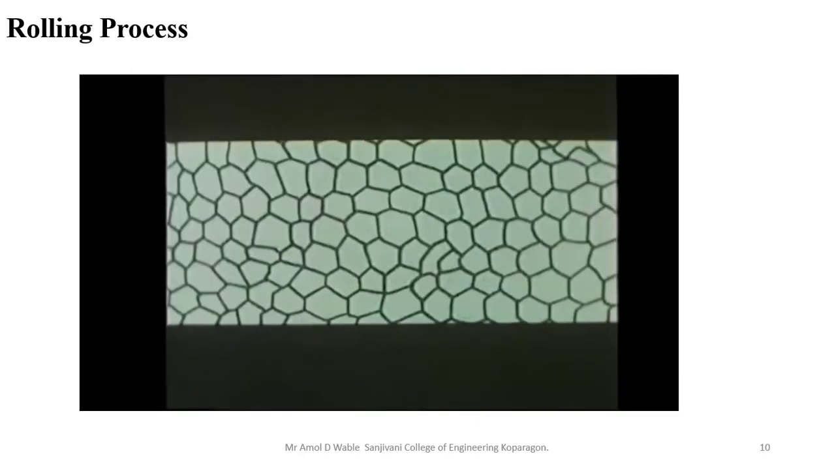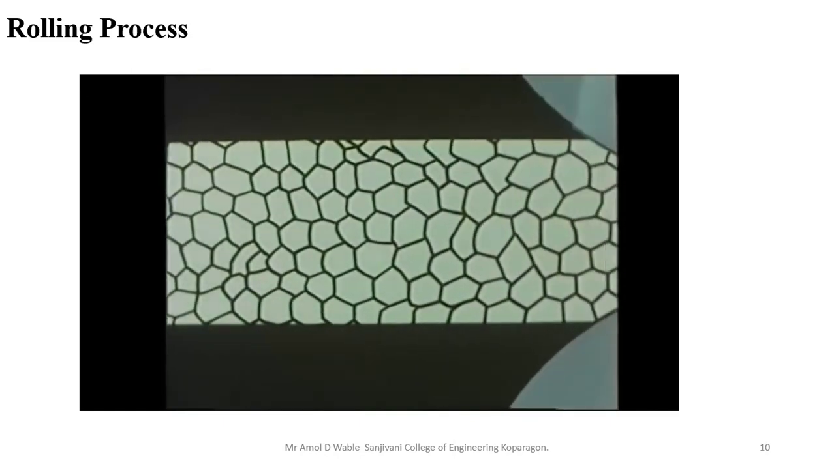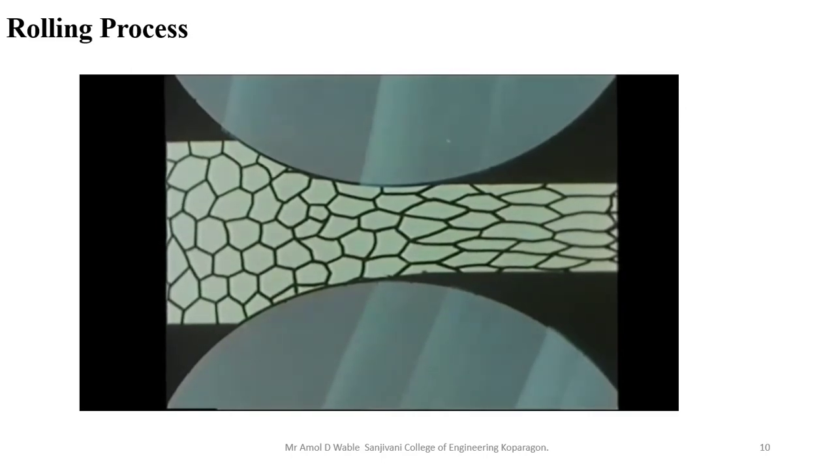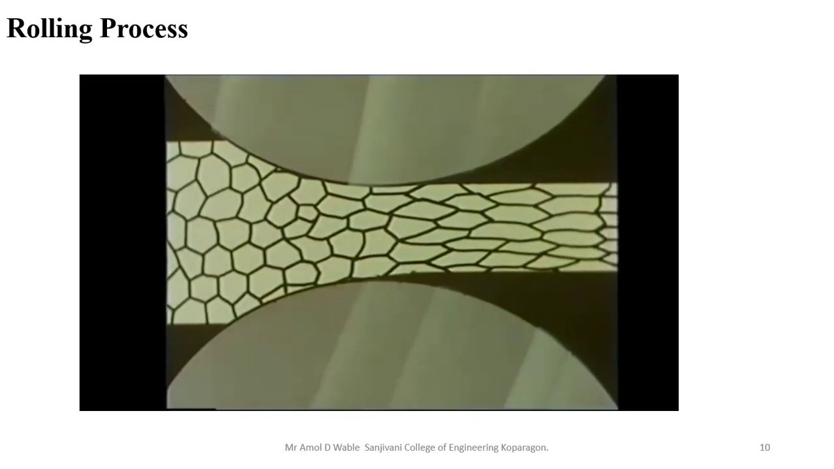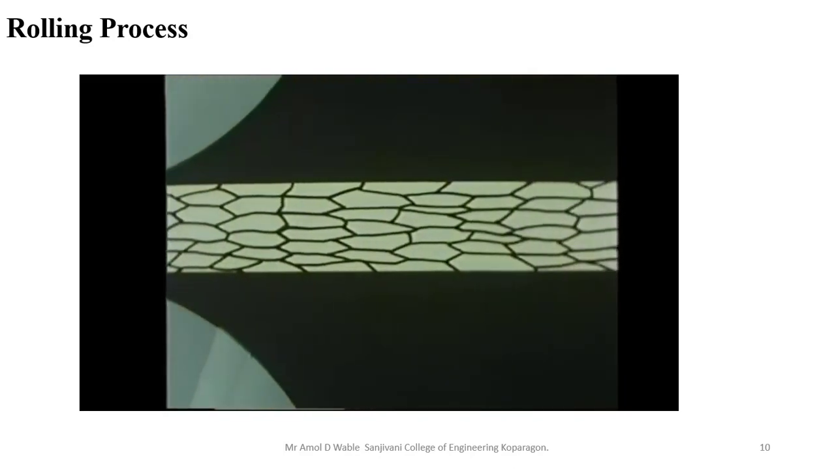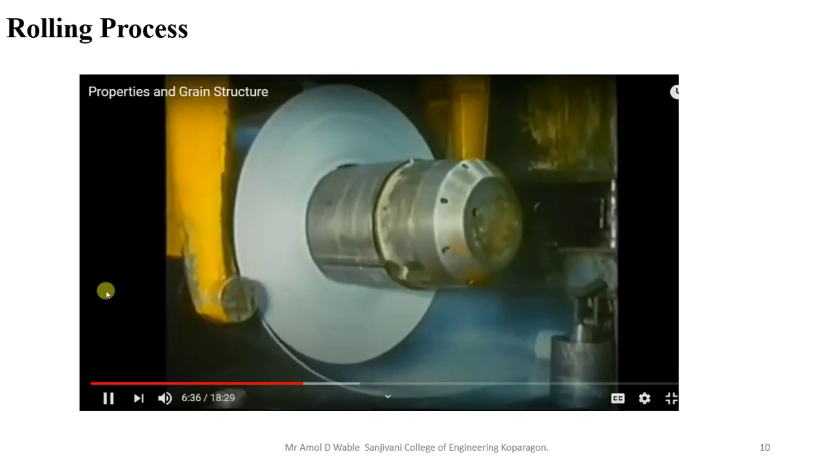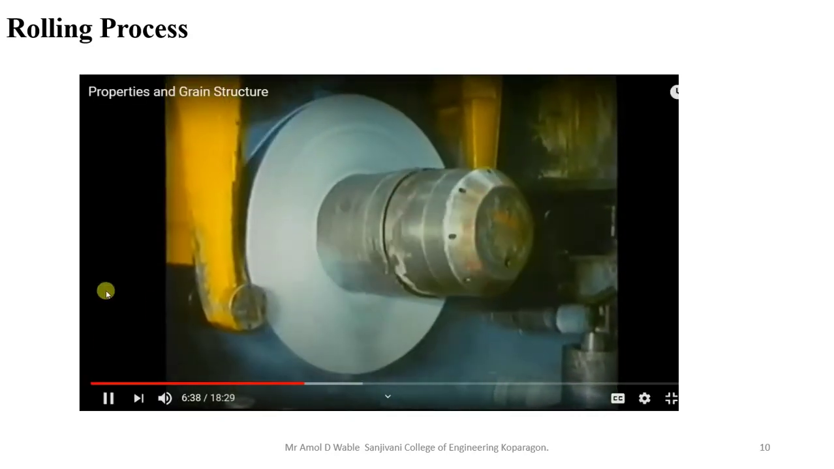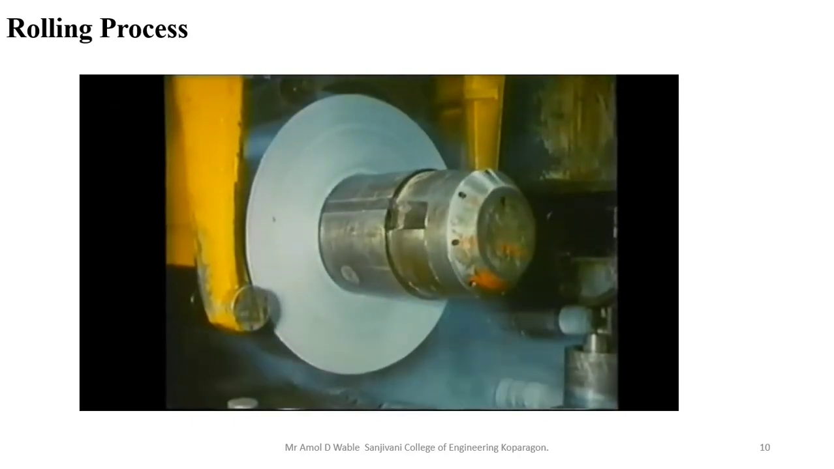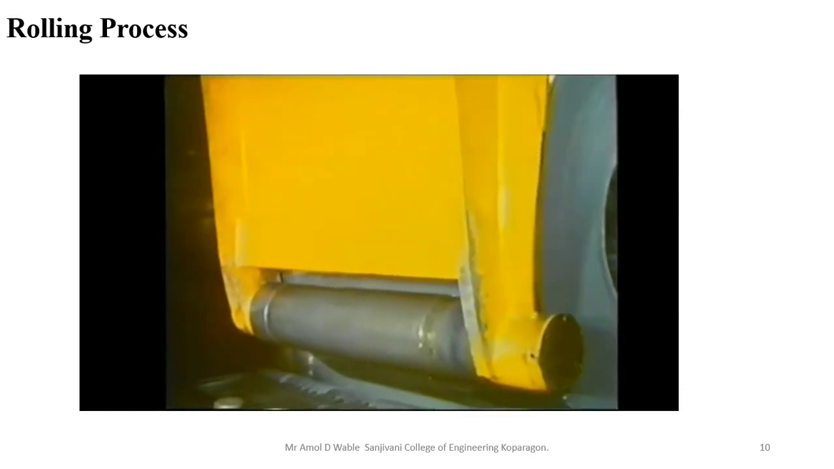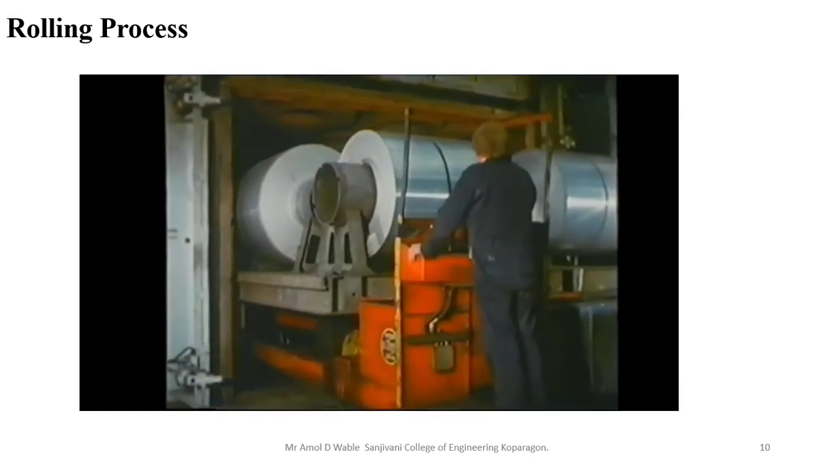Initially the grain structure will be in this manner, where the grain size will be equiaxed and will have proper arrangement, and when it gets squeezed between the two rollers, those grains you will find have been elongated along the x-axis. So all those grains have shrunk. Due to that reason, we can improve our mechanical properties like hardness and tensile strength. So this is the actual rolling process.